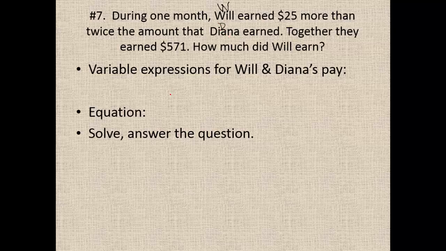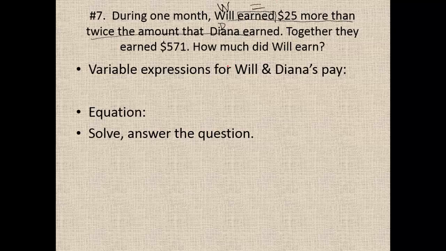But you can't solve the equation if you use two different variables. So we're going to have to find two expressions that use the same variable somehow. And the key is right here. Okay, right there. So Will earned. This verb right here is where we usually find is, and that's where the equals goes. Earned is the same as equals.